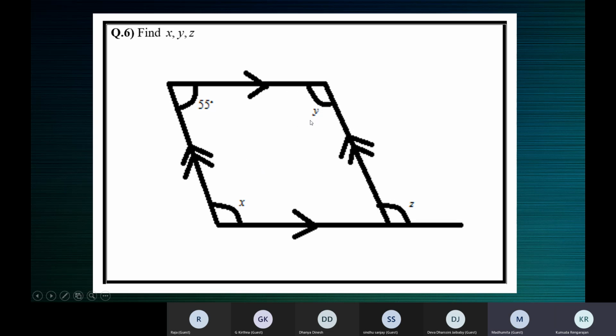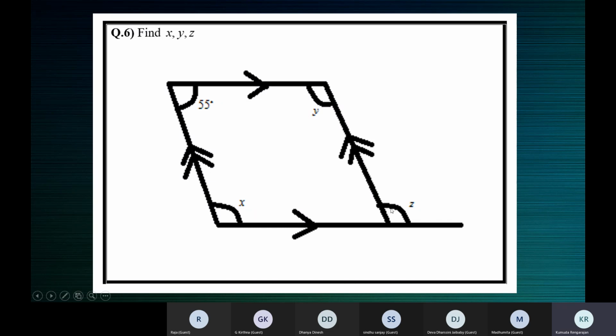Y is equal to 125 degrees, ma'am, because opposite angles of a parallelogram are equal. Yeah, X is equal to Y because they're opposite angles in this parallelogram. So if X is 125 degrees, Y is also 125 degrees.